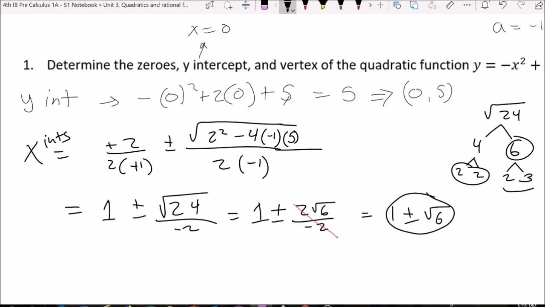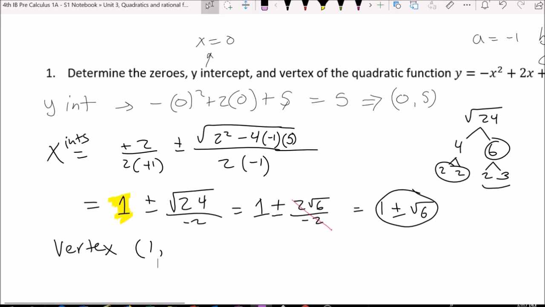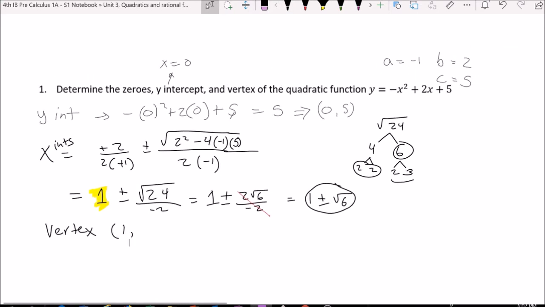And then for the last part, we were asked for the vertex. And guys, I want to remind you that the vertex always comes from this first part of the quadratic formula. So when I go to write down the vertex, we already know that the coordinates are 1, comma, something. We just need to figure out what that something is. To do that, we're going to plug that back into our original equation. So let's do that now. y equals negative 1 squared plus 2 times 1 plus 5.